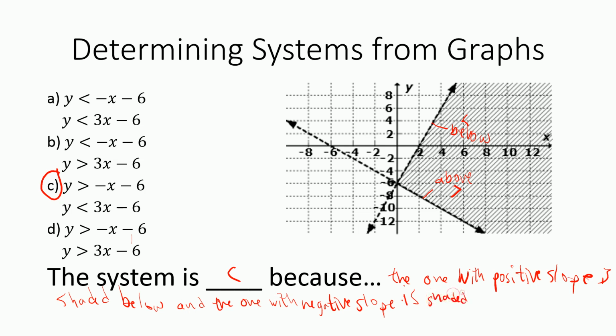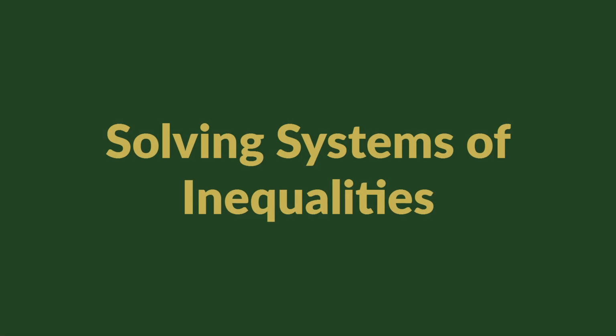And the idea that shading above or below, this is when it was above, wasn't it? Relates back to the inequality symbol, that above always means greater than and below means less than. So now we're going to graph our own systems of inequalities.